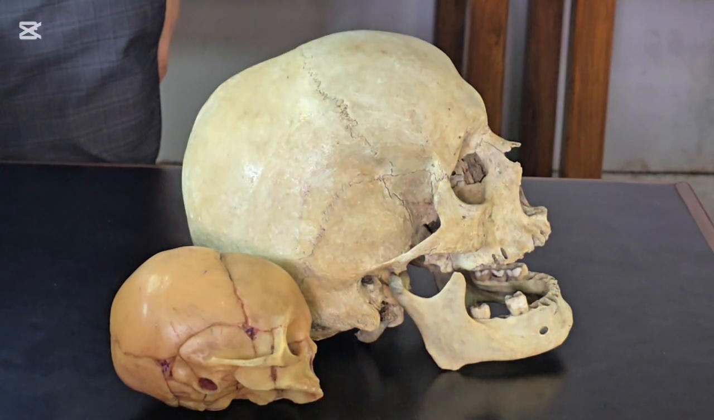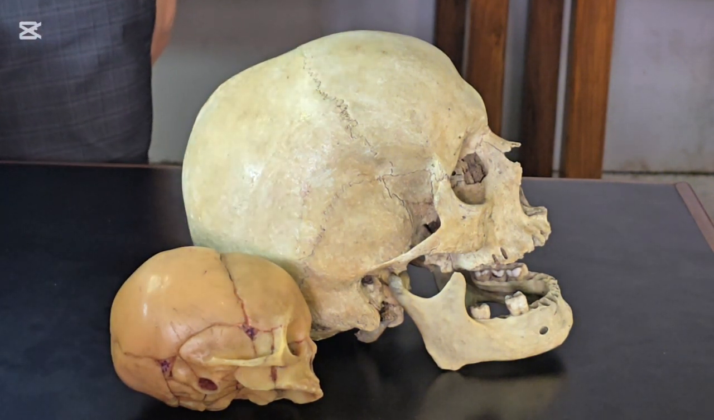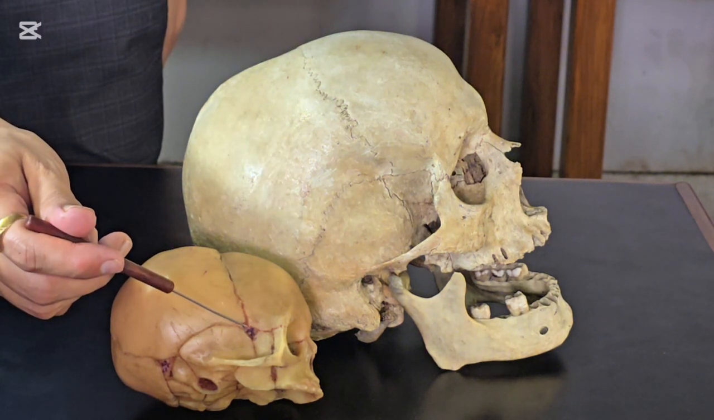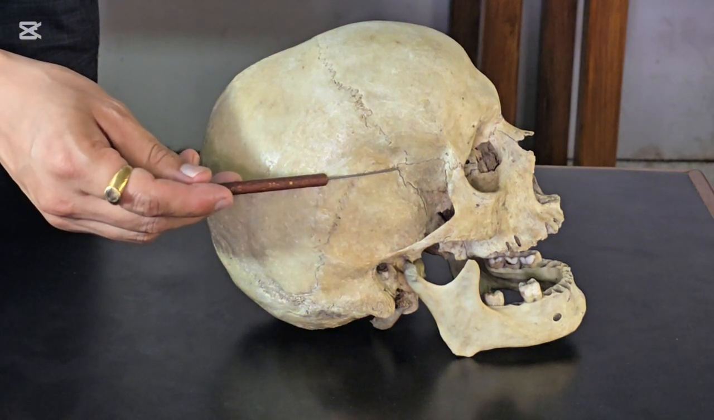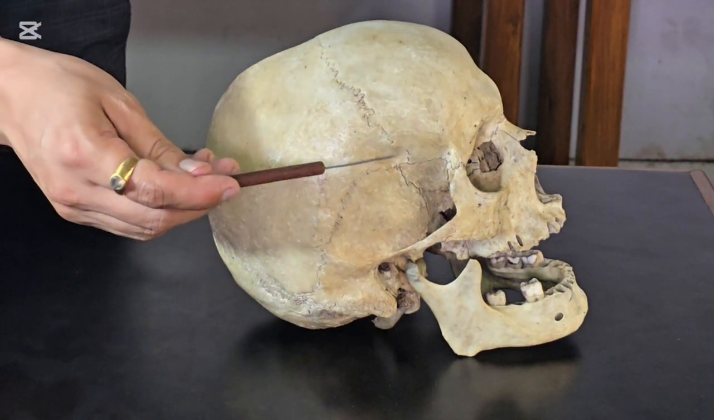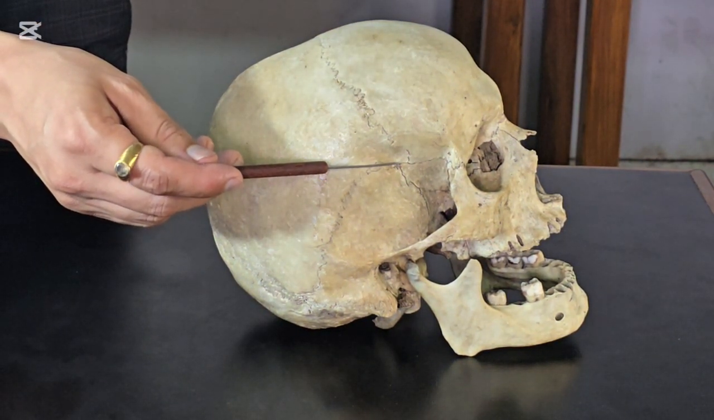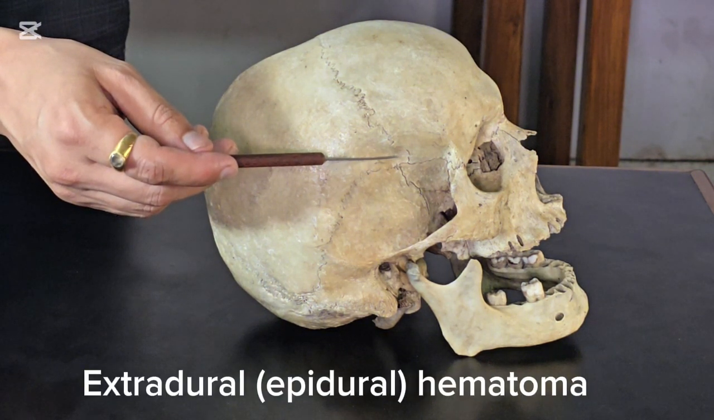Pterion corresponds to the site of the anterolateral or sphenoidal fontanelle of the neonatal skull, which tends to close by the 3rd month after birth. As stated previously, pterion is an important anthropometric landmark because it overlies the anterior or frontal branch of the middle meningeal artery, its accompanying vein, and in a deeper plane, the stem of the lateral sulcus or Sylvian sulcus of the cerebrum. Fracture or even a blow at this point may injure the middle meningeal vessels and give rise to extradural, also known as epidural, hematoma.